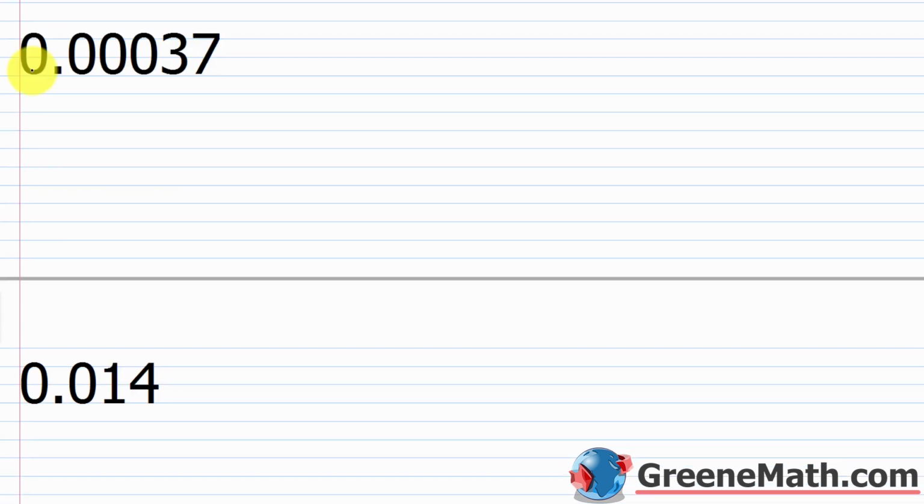All right, now we're looking at 0.00037. Again, this goes 2 places to the right. So this will be equal to 0.037 and then percent. And you can put a 0 out in front if you want, just for clarity. Doesn't really matter. 0.00037 is equal to 0.037%.